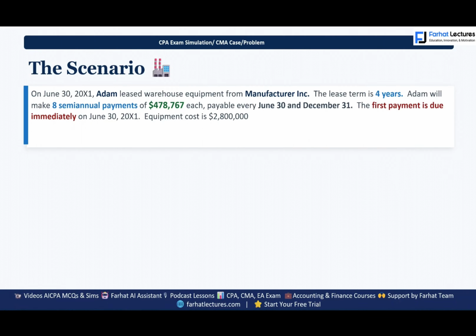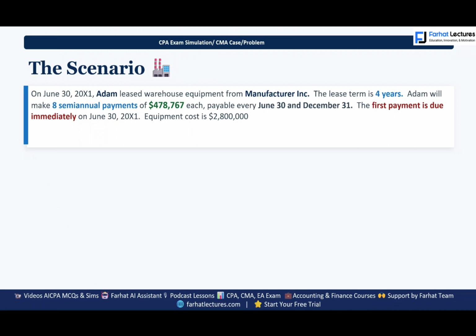This is Professor Farhat, in which we will take a look at a CPA exam simulation. You can call it that. You can call it a CMA case. You can call it an exercise or a problem for your college courses. It does not really matter. We will be dealing with accounting for leases.